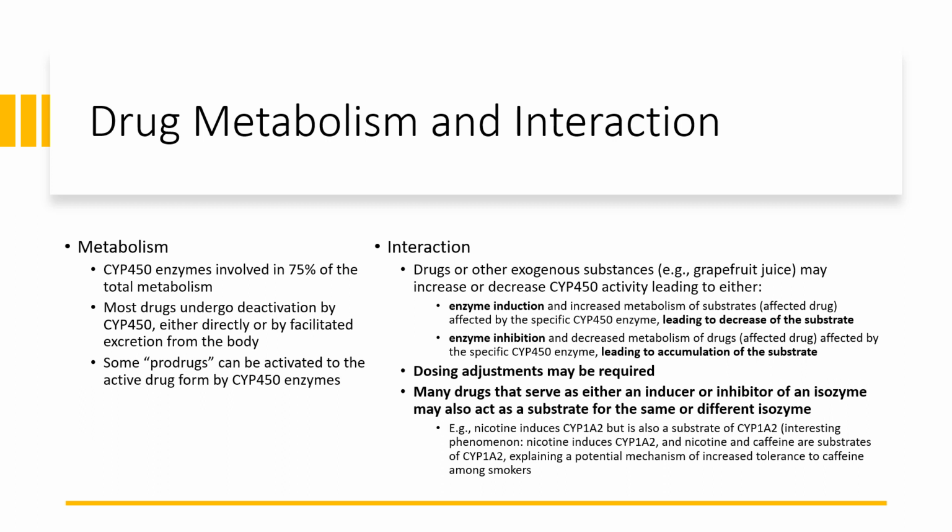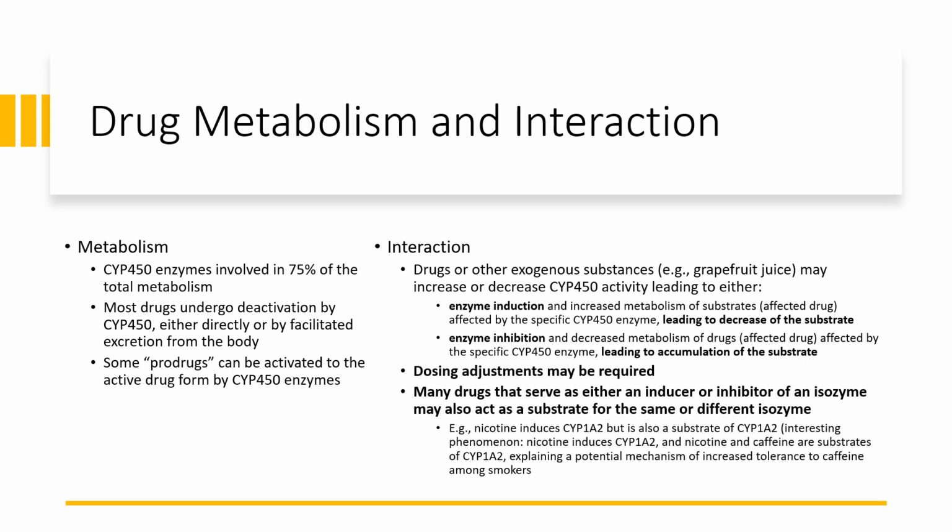Nicotine is a compound that induces CYP1A2, and both nicotine and caffeine serve as substrates to the same CYP1A2. This explains a potential mechanism behind the increased tolerance of caffeine among smokers.